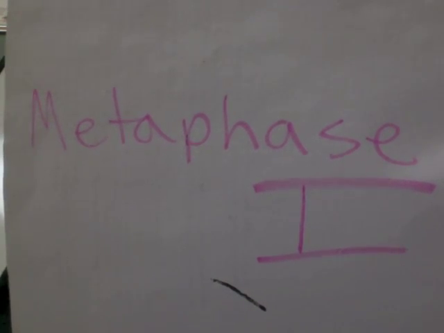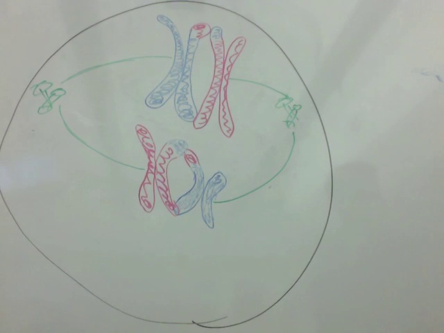In metaphase 1, the tetrads of the sister chromatids align at the equator of the cell. This allows for independent assortment because each set of sister chromatids can go to either side. This process is completely random.